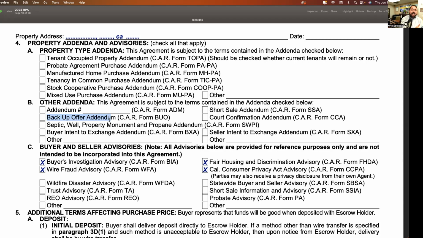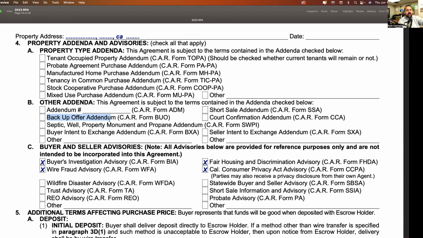And if I'm a listing agent and I'm countering back to somebody that, hey, the seller has to do an exchange and I need you to cooperate with that exchange, I need to be incorporating this seller's intent to exchange addendum in my counter offers. It has to be in there.